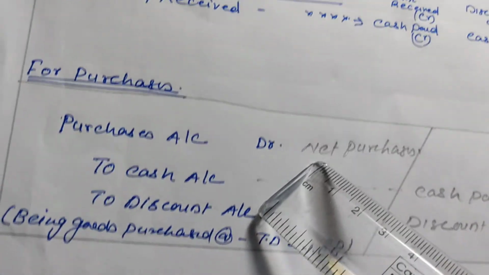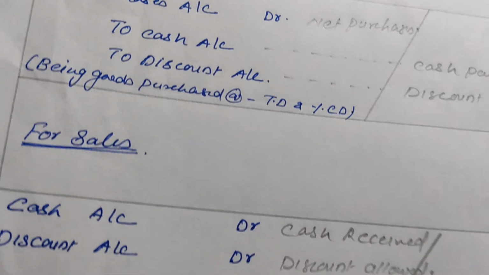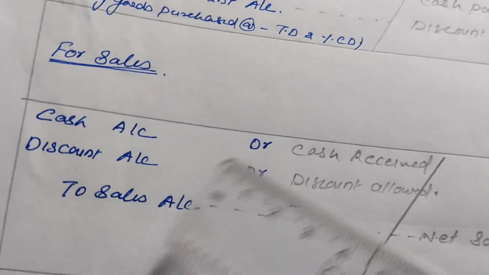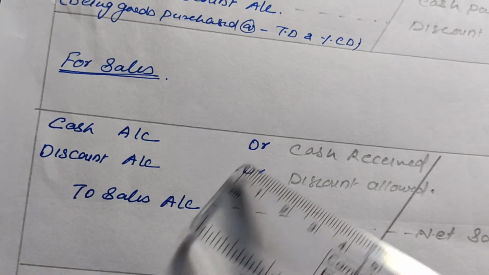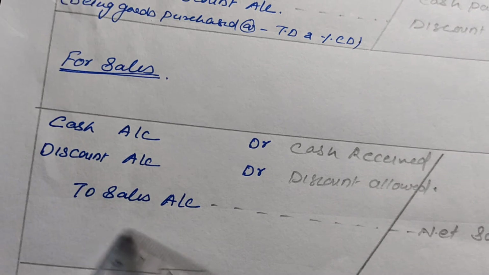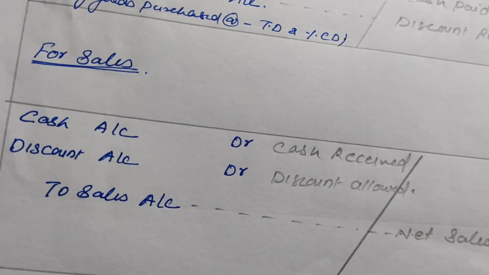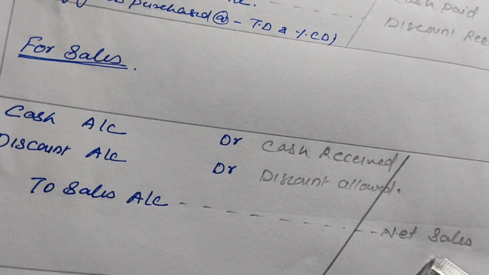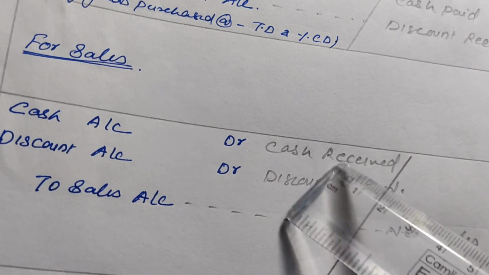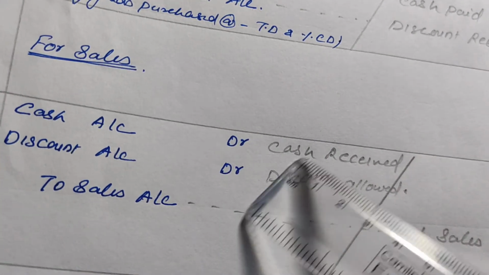Same way if our transaction is of sales, cash we are receiving, so it will be debited. Discount allowed, the firm will be allowing the discount, so it is an expense, so it will be debited, and sales will be credited with the net sales value. Then the cash received amount will be written in front of cash, and discount allowed in front of discount.